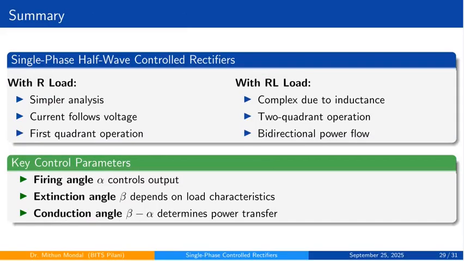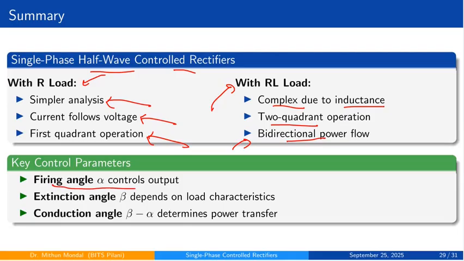Let us summarize what we have discussed for the single phase half wave controlled rectifier. With R load, it is simpler in analysis; current will flow as the voltage does, and it is the first quadrant operation. Whereas in RL load, it is complex due to the presence of the inductance. You will have the two quadrant operation with rectification and inversion. There will be bidirectional power flow: power will be flowing from source to load as well as load to source. The firing angle alpha will control the output, the extinction angle beta will depend upon what type of load you are putting, and the conduction angle beta minus alpha will determine the power transfer flow.